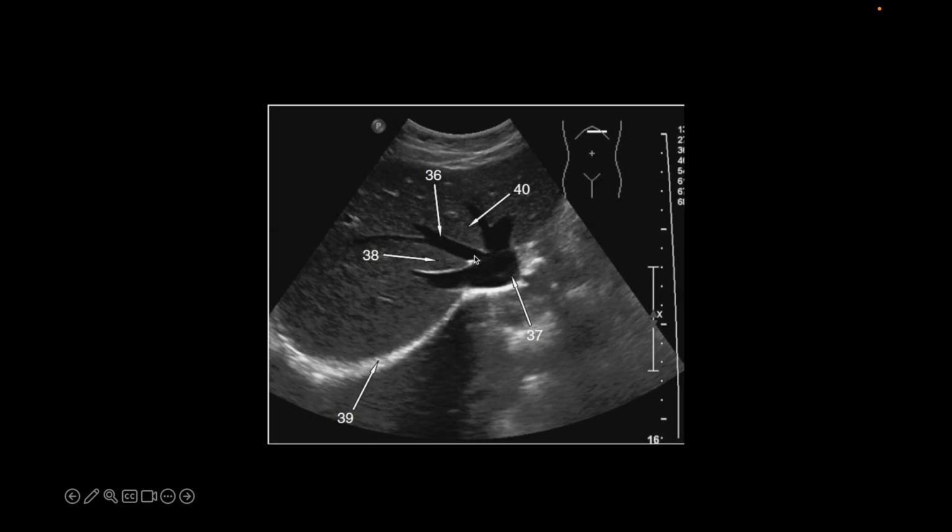Because it's the middle one that divides segment A, and then this would have to be segment 4A of the liver, because it's one higher up. And then this hyperechoic structure at the level of the liver would be the diaphragm.